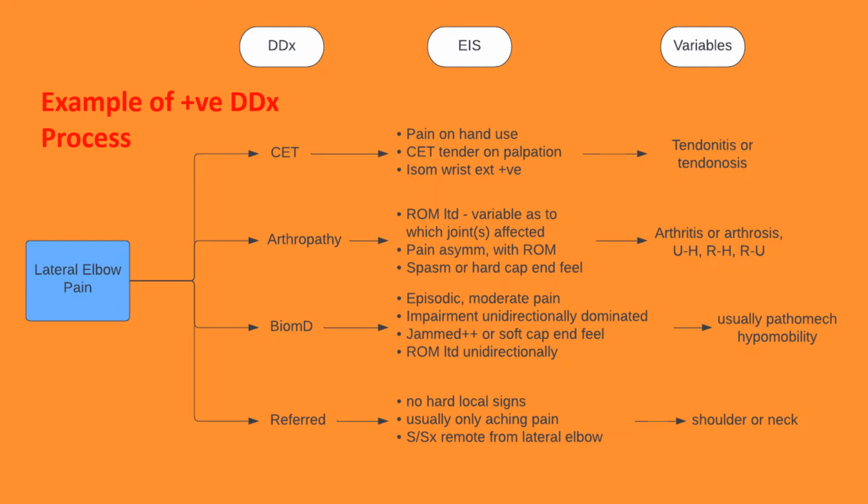That's usually weakness and tone changes. But you're not going to see abnormal hard local signs that don't disappear with simple wobbling. With referred pain, it's usually only an aching pain. Very rarely is it a sharp pain on movement. It usually follows on from overactivity of the referring area, and you will find signs and symptoms remote from the lateral elbow in the referring area, and variably that could be the shoulder or the neck, reflecting pain down.